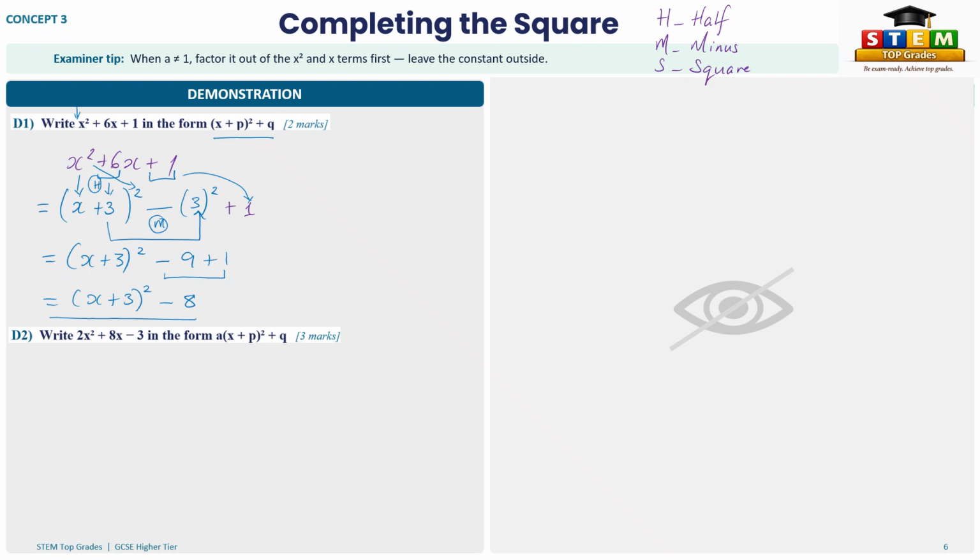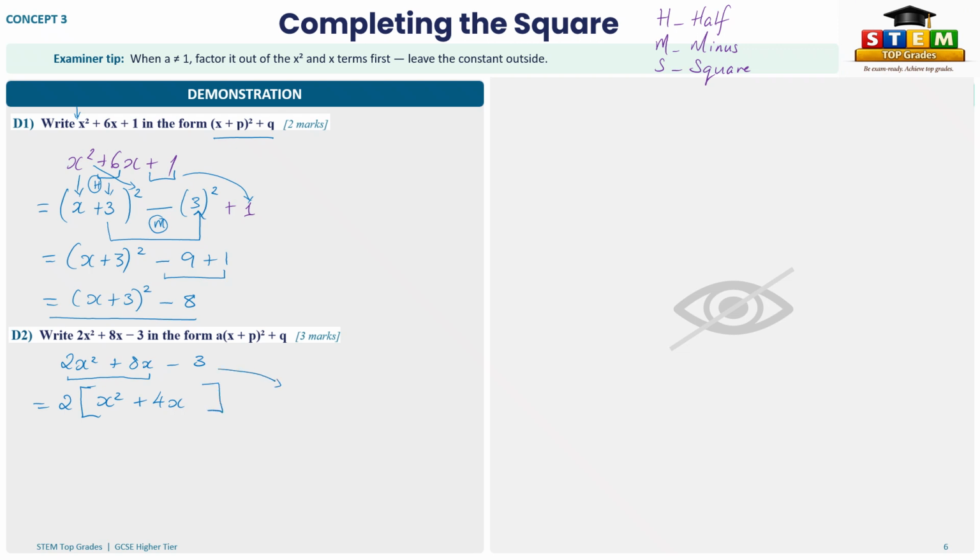Now for the next one, it's not going to be a 1 in front of x squared. It's going to be a number other than 1. So how are we going to deal with this? Let's get started then. We are going to start with 2x squared plus 8x minus 3. So let's factorise this part. Factorising means just getting that number out so that we now only have to work with x squared plus 4x.